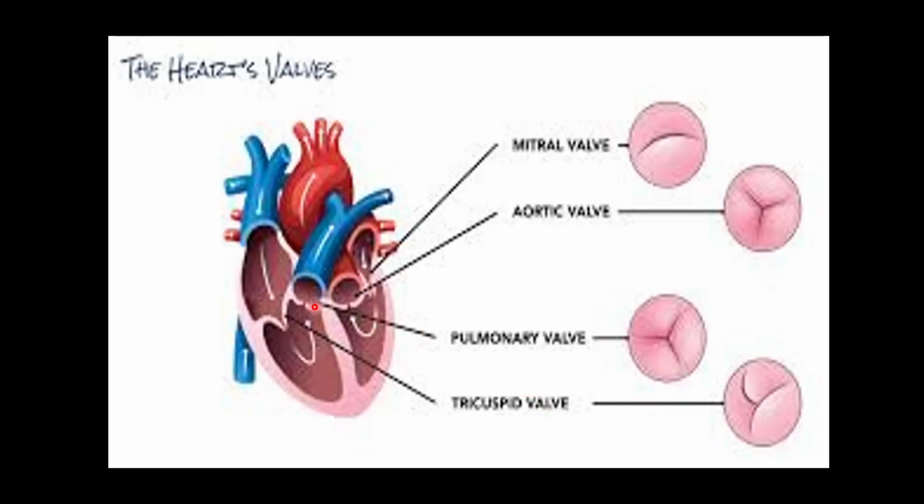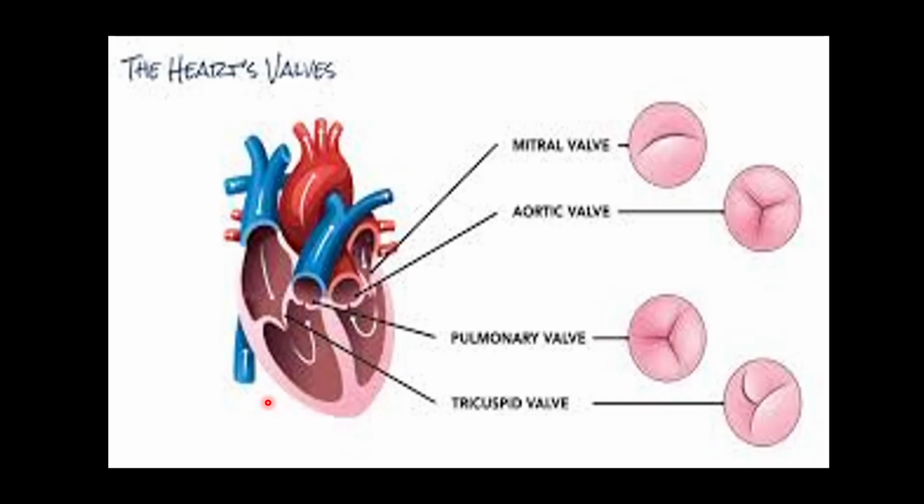Here again the pulmonary artery carries blood to the lungs, guarded by the pulmonary valve, and at the same time the aortic valve carries oxygenated blood, supplying blood to the whole parts of the body. It is guarded by a tricuspid valve.